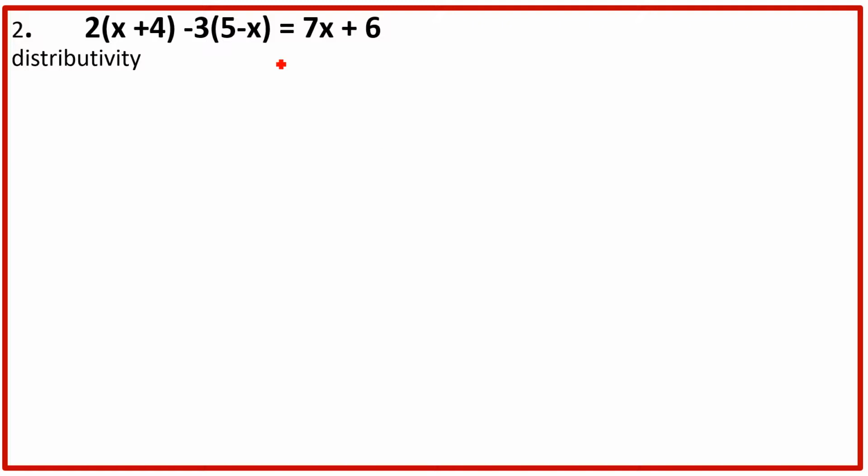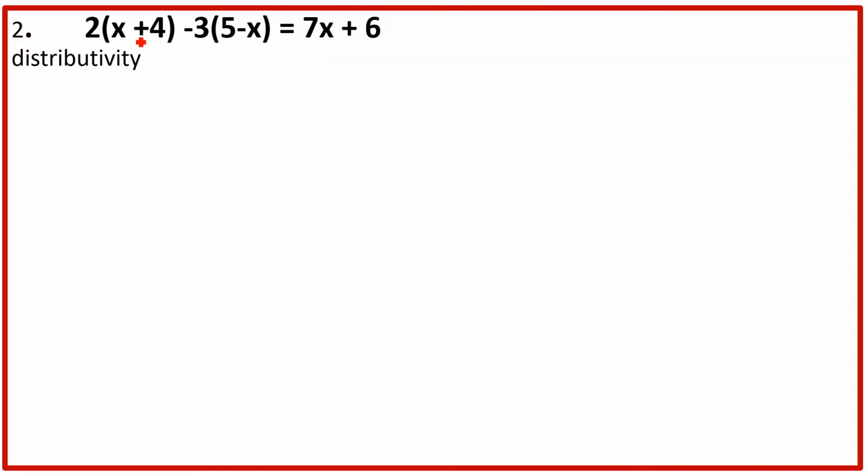Okay, one more question here. 2 into (x plus 4) minus 3 into (5 minus x) is equal to 7x. Do not worry, it is the easiest question, okay? So first of all, we have to multiply. This is one parenthesis, this is the second parenthesis, and in front of the parentheses we have 2 here, and here we have negative 3 here.